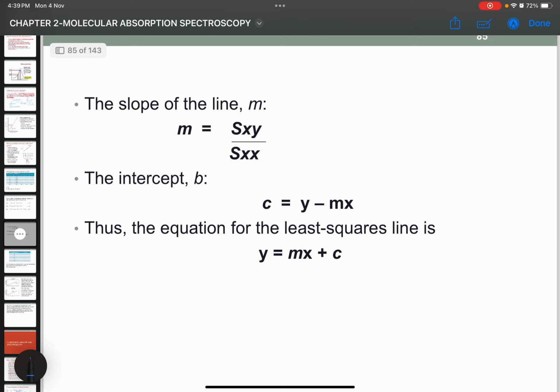Okay, from the graph, the slope of the line, m, is equal to Sxy over Sxx, and the intercept value is b. So the equation for the least square line is Y is equal to mx plus c.